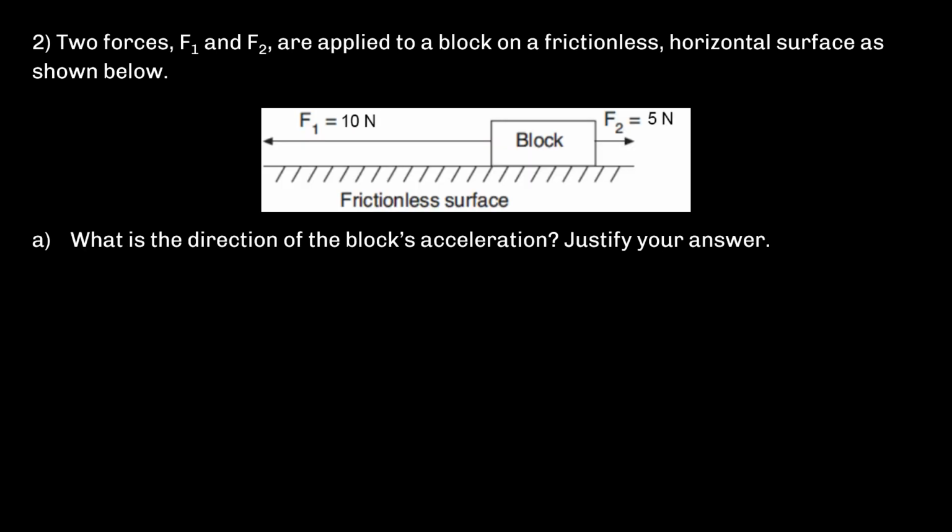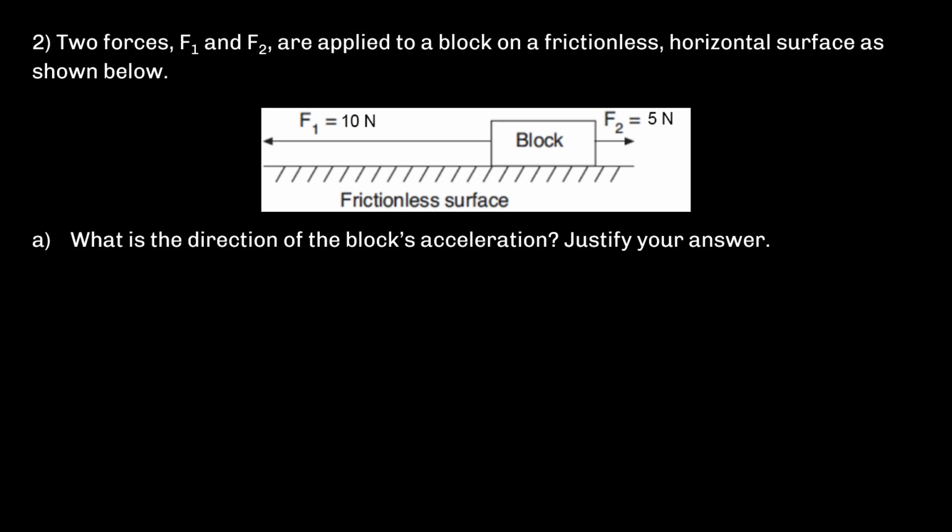All right, so moving into example number 2, we have two forces, F1 and F2, applied to a block on a frictionless horizontal surface as shown below. F1 here is 10 newtons to the left, and F2 is 5 newtons to the right. So what is the direction of the block's acceleration? And we're going to justify our answer.